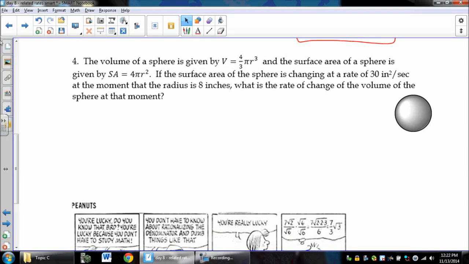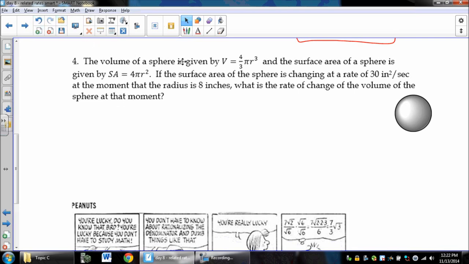All right, welcome to part 2 of our related rates notes. We're going to start here at example 4. The first 3 examples we did had right triangles in them. This does not. I don't want you to get in the habit of thinking, oh, related rates are all right triangles. That's not true. I just started with that because it makes things a little bit easier.